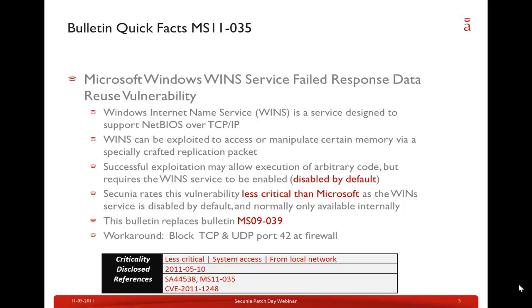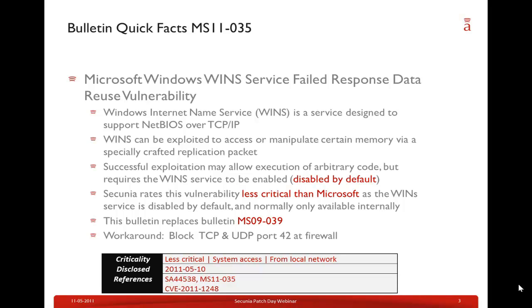Secunia rates this vulnerability less critical than Microsoft, exactly because the WINS service is disabled by default and it's normally only available internally. Nevertheless, it is recommended that you patch this vulnerability. Further, this bulletin also replaces the previous bulletin, MS09-039. So if you have not yet installed the other bulletin, this is a good place to start, so you don't have to install the old bulletin.